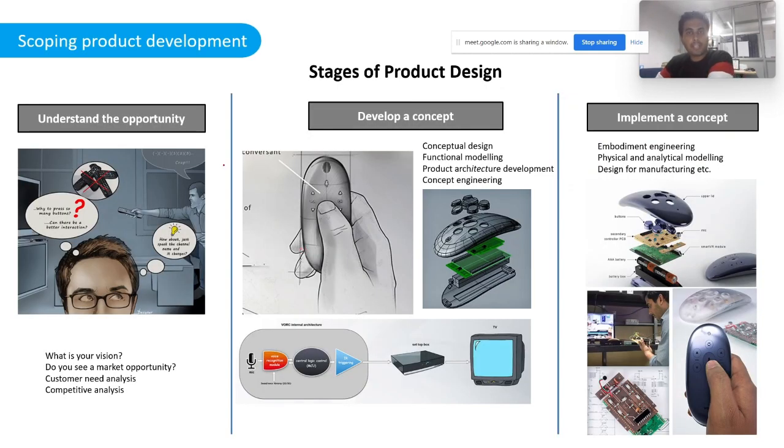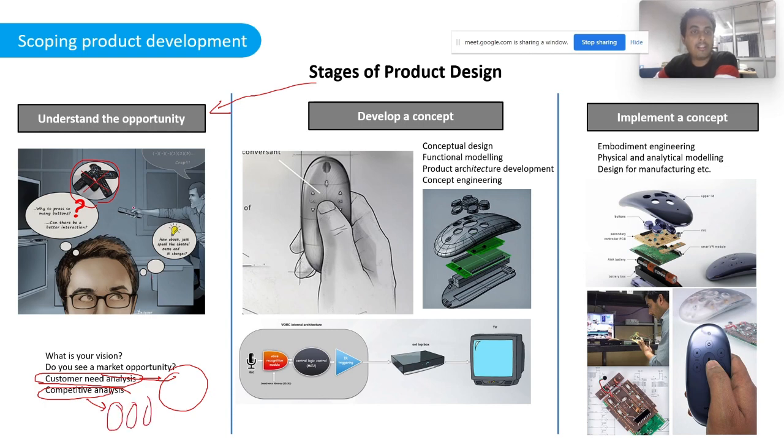Okay, so this was the example I gave you previously, to make you understand the three important stages of product design, which are, understand the opportunity, where basically we envision a product. Okay, and we go for market opportunity. We do customer need analysis. We actually gather information whether there is a requirement for such a product from the user and stakeholders. We again do a competitive analysis and various value propositions that are provided by other companies.